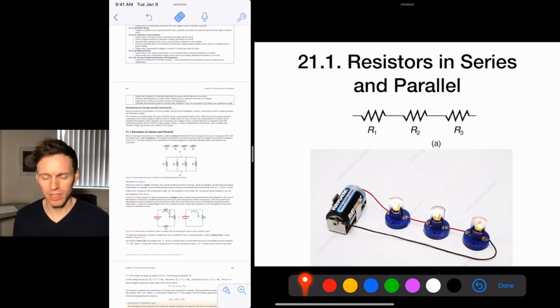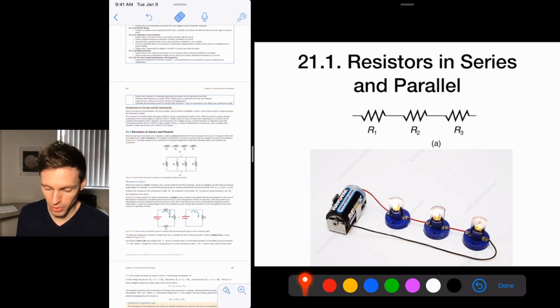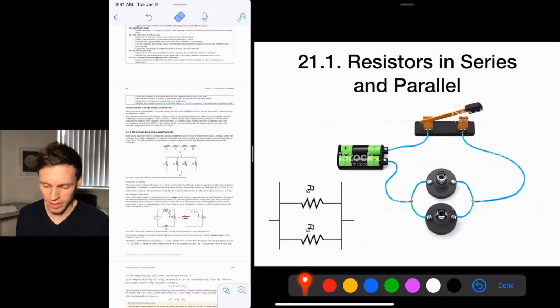So what does it mean for something to be in series? Remember, light bulbs are resistors. So here's 3 light bulbs in series with a battery. So you got your voltage source, and the current has to flow through each component. So this is how it would look on a schematic, and this is how it looks in real life, okay, with resistors or light bulbs or whatever the component may be. Could be a heater, anything.